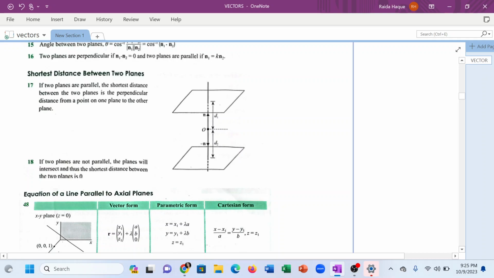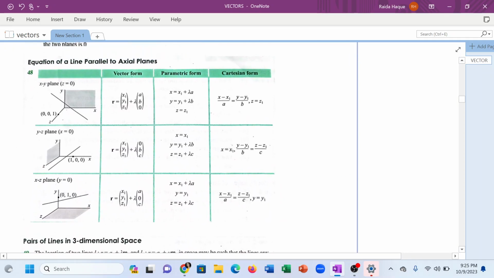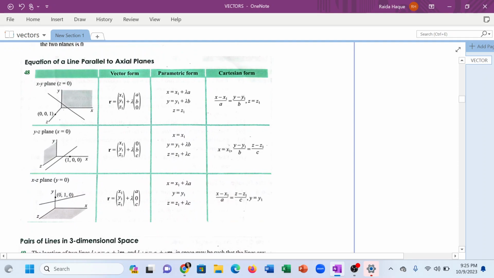So over here, what you can see from the diagram is that the planes are parallel. So obviously, the shortest distance is the perpendicular distance between a point from one plane to the other plane. If the planes are not parallel, they will intersect, and thus the shortest distance between the planes will obviously be 0.